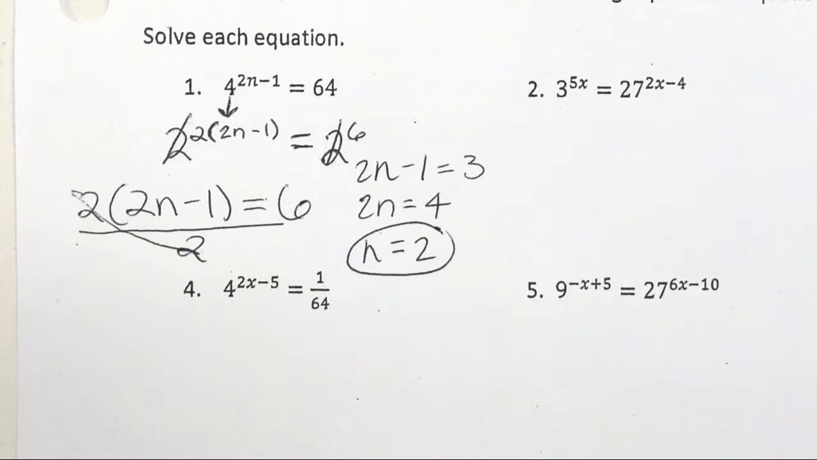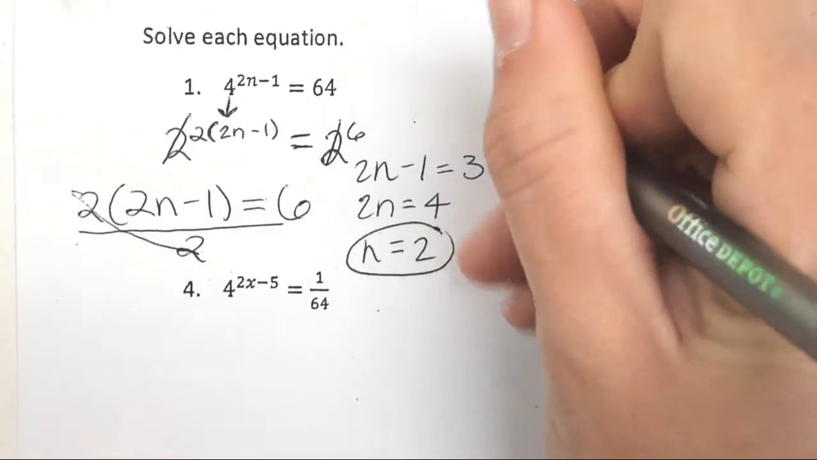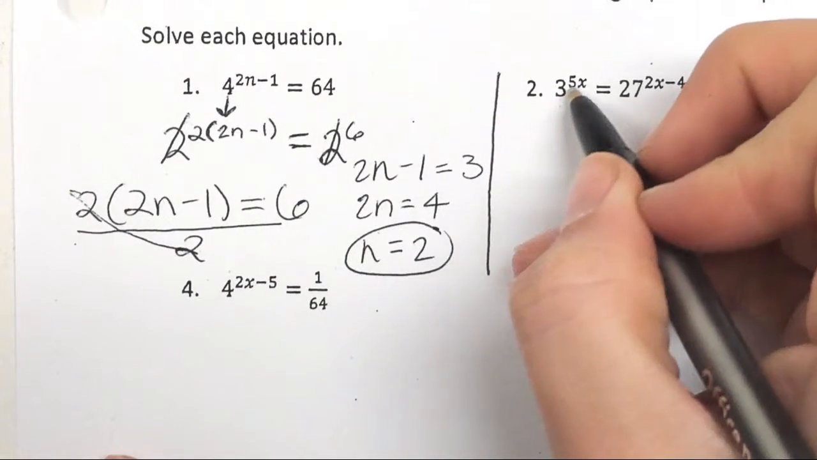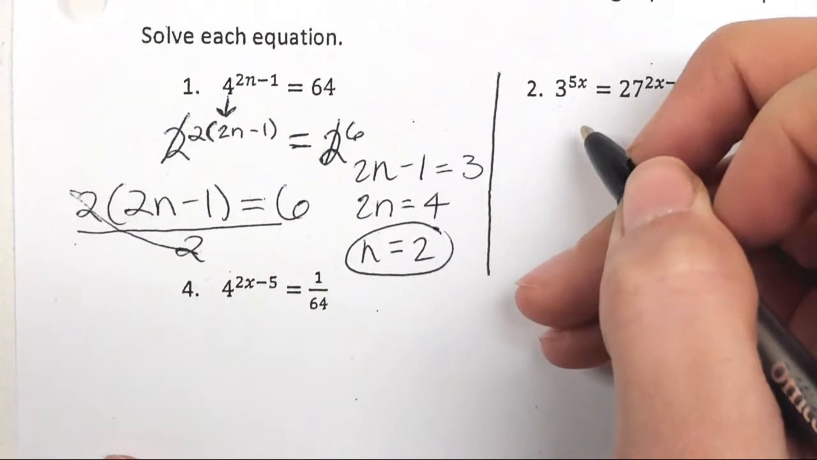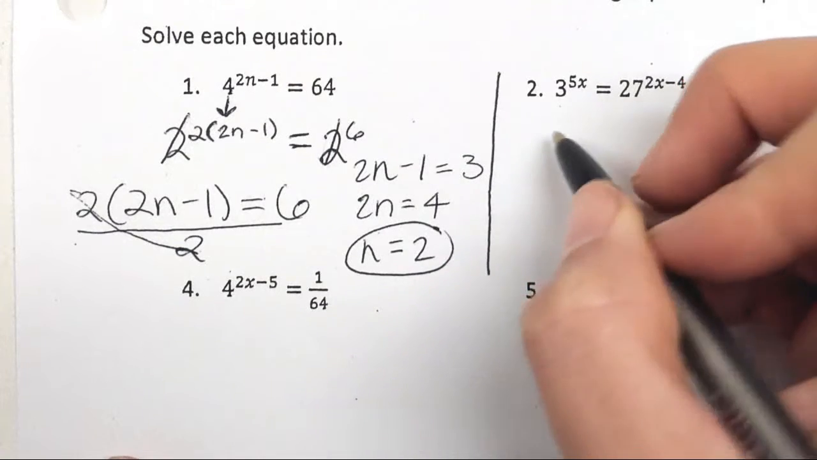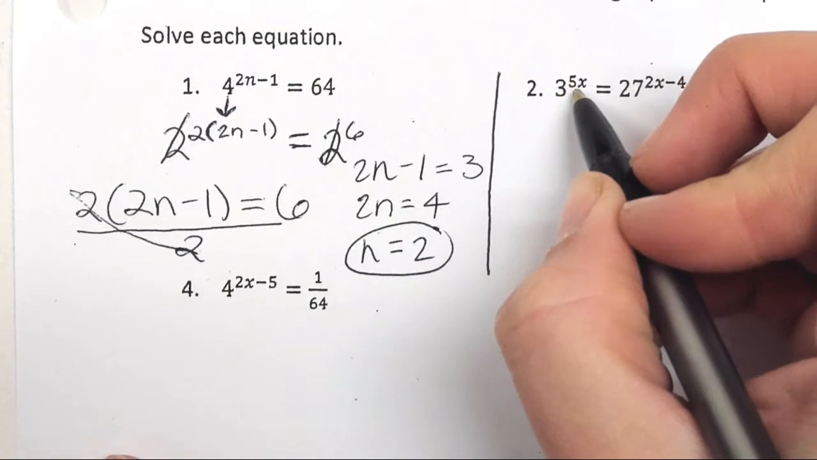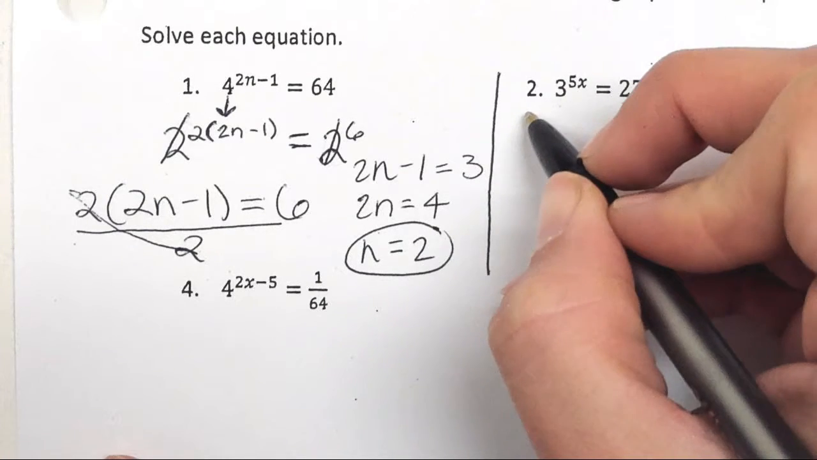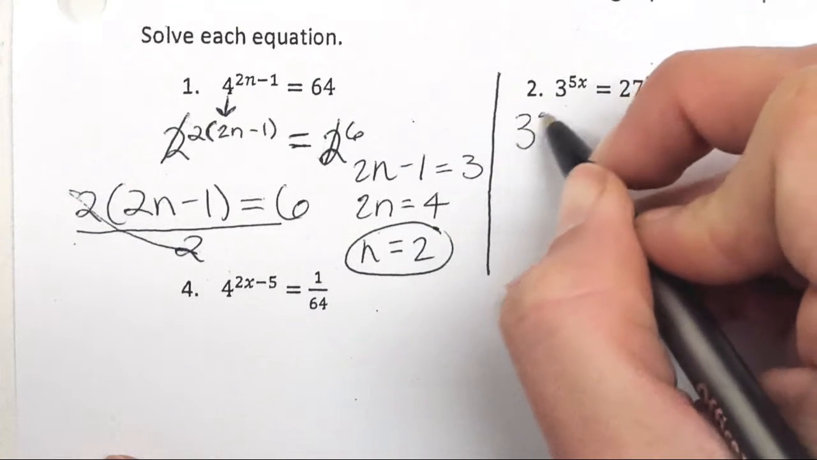Any other questions? Okay, for the next one, what do you think our base is going to be? Good, 3. So that means that this is 3 to the first power. So will the exponents change or anything? No, because even if we put 3 to the 1 times 5x, it would just be what? 5x. So 3 to the 5x.